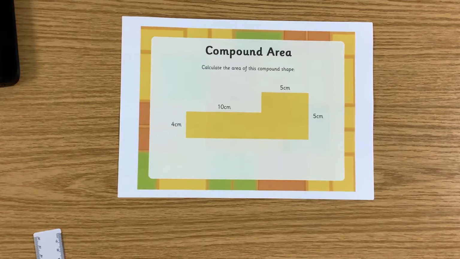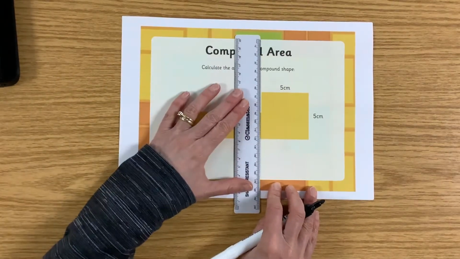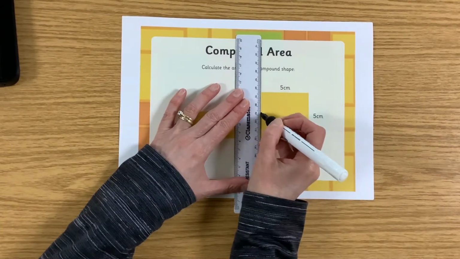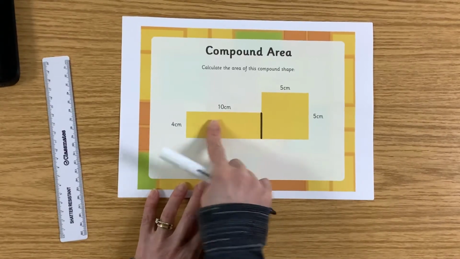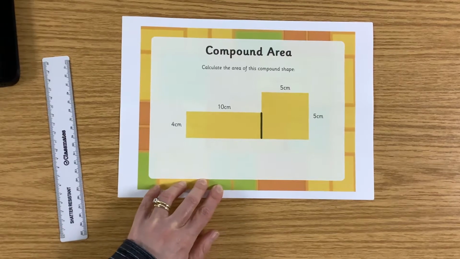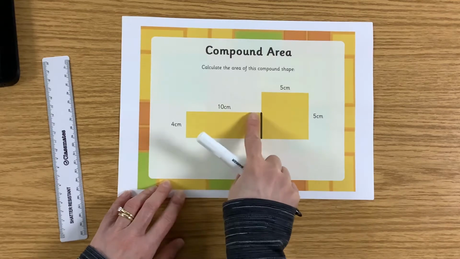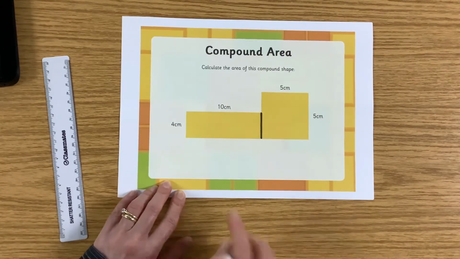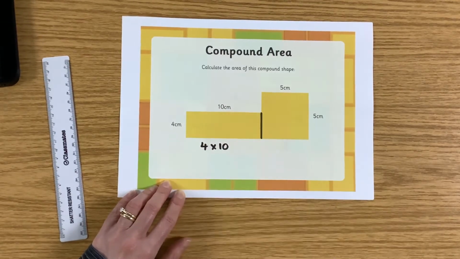So if I take this shape, I am going to break it back down into 2 rectangles or 2 squares or one of each. So what I'm going to do is I'm going to take my ruler and my pen and I'm going to break this shape there. So I'm going to have this rectangle and then this square, and I'm going to find out the area of each one of them. So if I start over here with this rectangle, it measures 10 centimetres by 4 centimetres. So to find its area, I need to multiply those 2 numbers together.